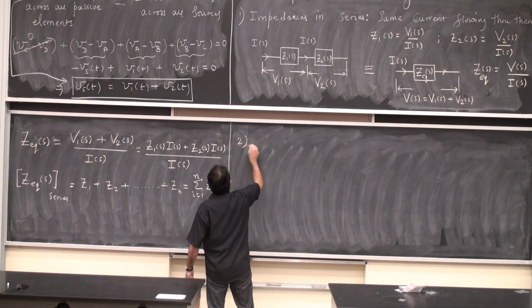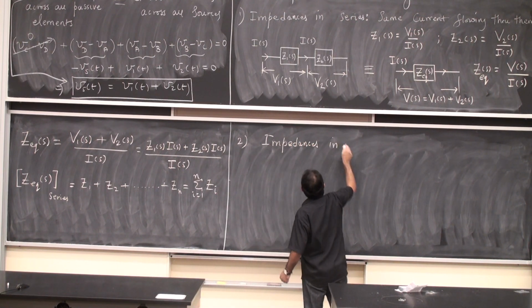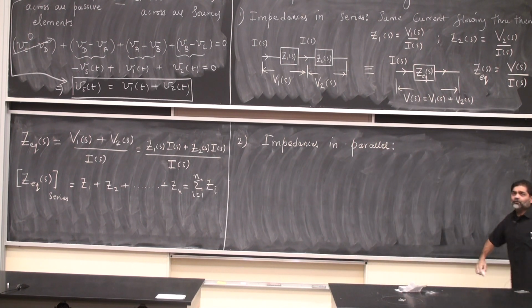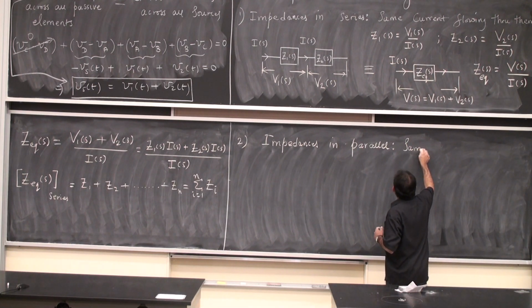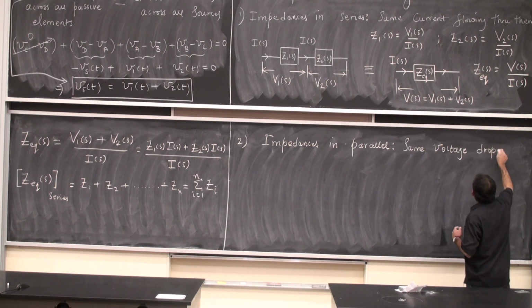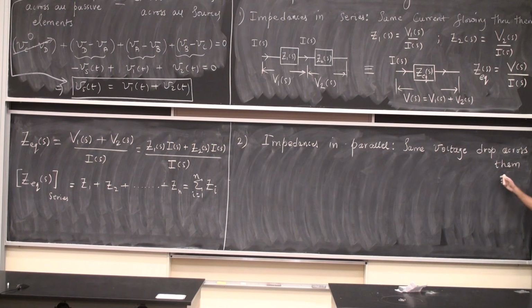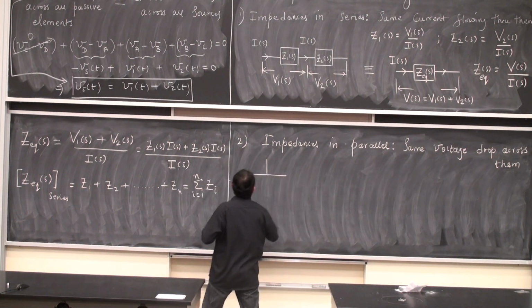So, second thing, impedance in parallel. Just a small note. If I have impedances in parallel, they have the same voltage drop across them. The same. Can everybody see my writing clearly? People in the back? Fantastic. Alright, I'll just draw it and then we will say we know how to get this.